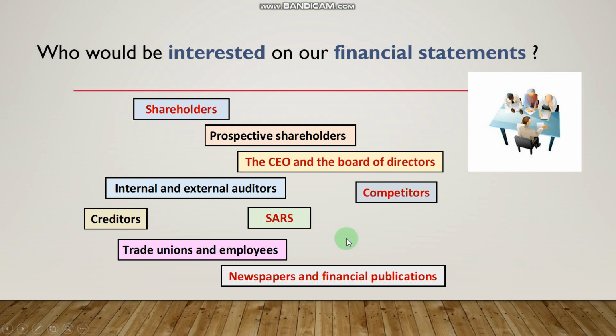Remember some important words that might come up here. For example, prospective shareholders. If I say prospective, it means that they are not yet shareholders, but they are looking at the performance of this company. They probably look at the marketplace and the newspapers and they want to see how this company is performing, and they will probably like to buy shares. So prospective shareholders are people that would like to buy shares in this company.